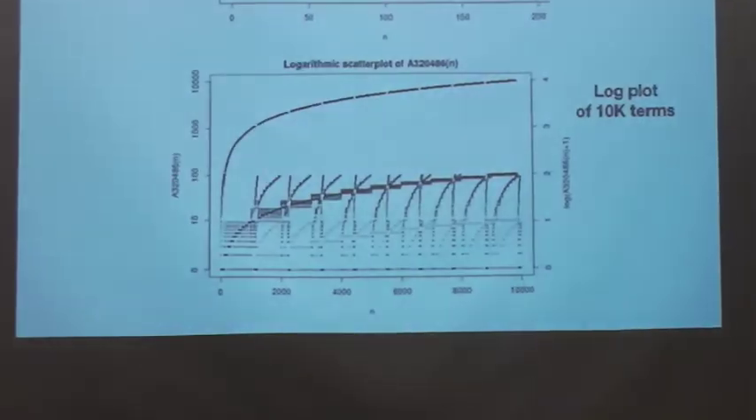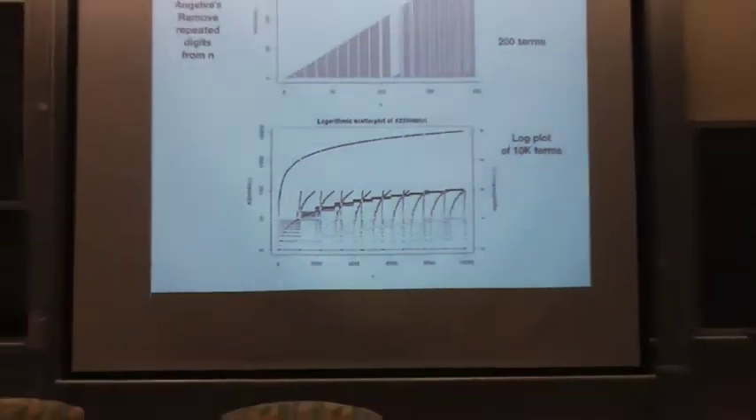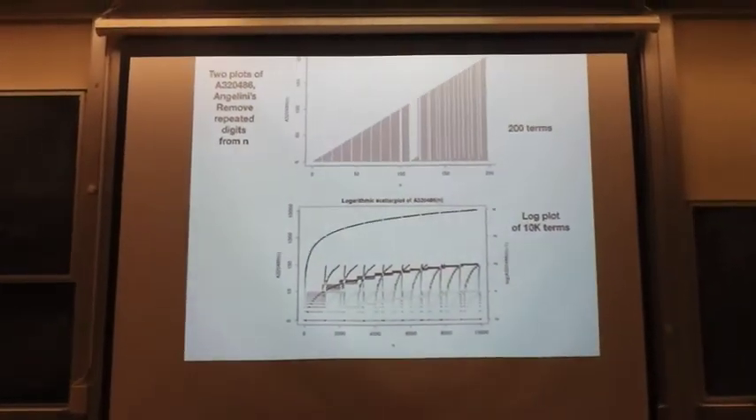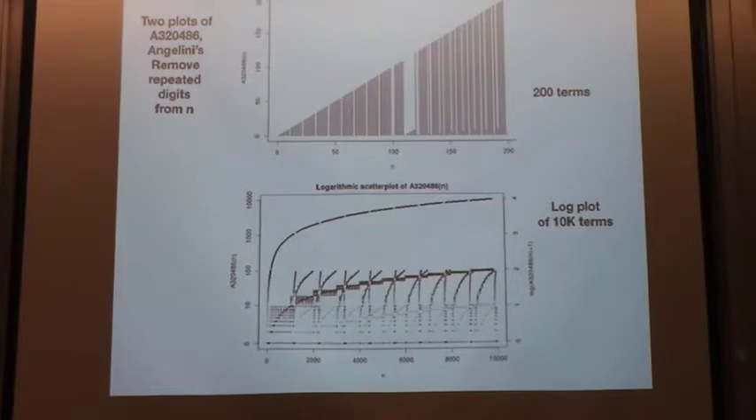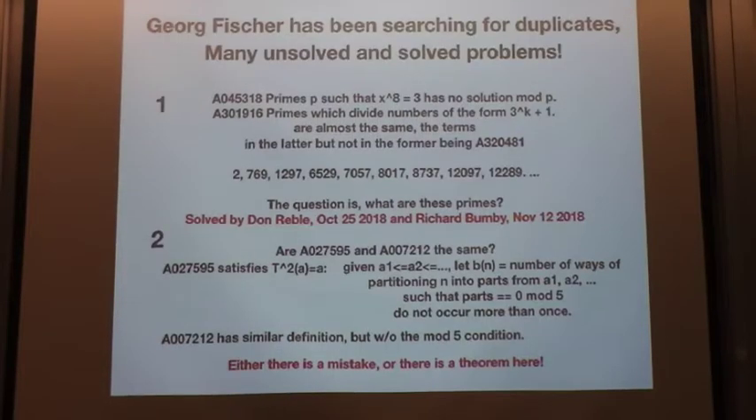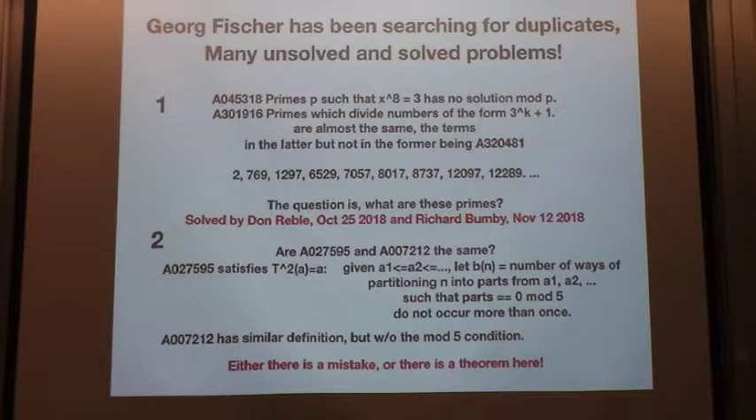So the graph of this is what happens if you do it to the number n. And you get a very weird graph. And there are conjectures. And Georg Fischer has been looking for almost duplicates and has come up with a whole bunch of very nice problems, one of which Don Rebel and Dick Bumby solved.